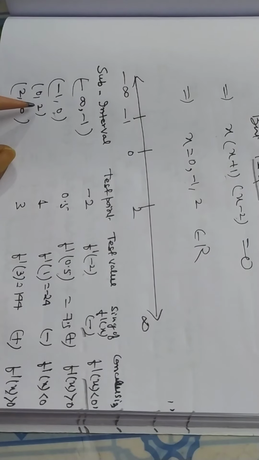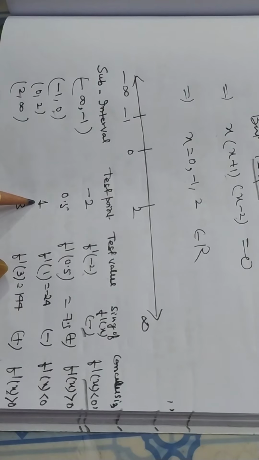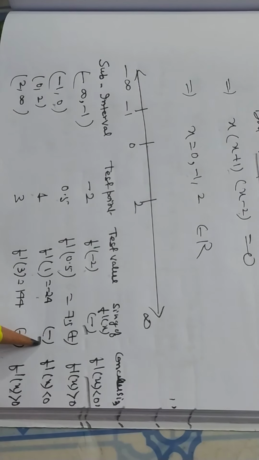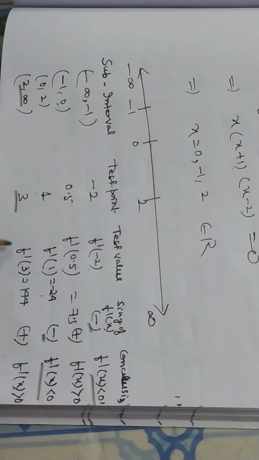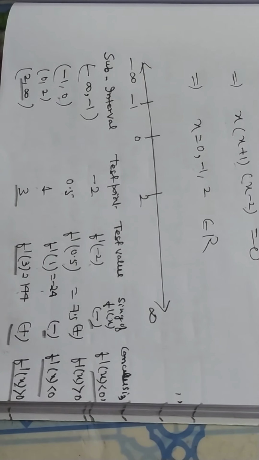Now in the interval between 0 to 2, take a point 1. f dash 1 is equal to minus 24. The sign is negative, so f dash x is less than 0. And for 2 to infinity, take a point 3. f dash 3 is equal to 144. This is positive, so f dash x is greater than 0.